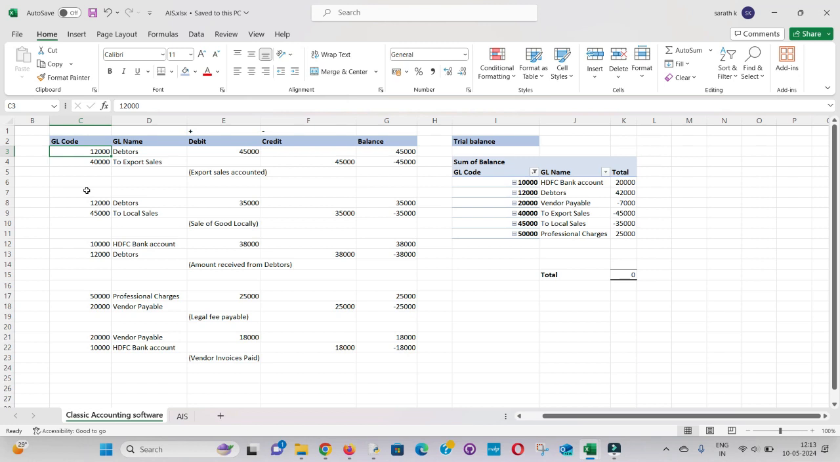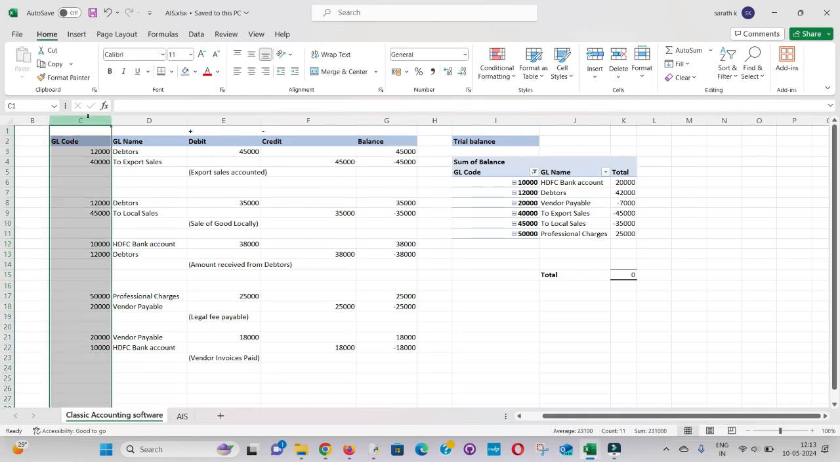So what accounting software does is group your transactions. Say, for example, I have passed 2 debit entries for this 12,000 debtors account, and this debtors account is credited when I have received money from this debtor in my bank. So this debtors account 12,000 is debited twice with 45,000 as well as 35,000, and at the time of receipt is credited by 38,000, leaving a balance of 42,000 in this debtors account.